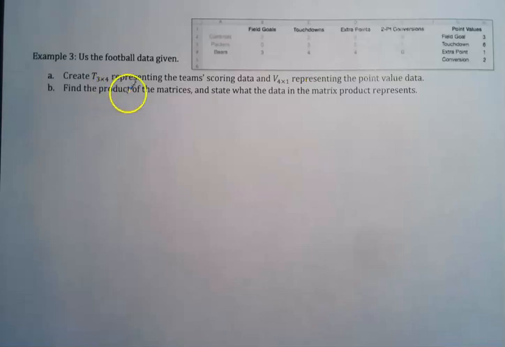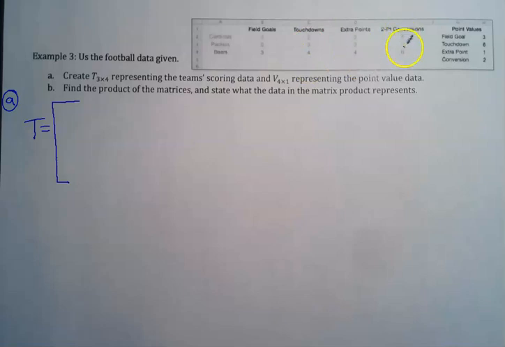Then B, we're going to find the product of the matrices and state what the data in the matrix product represents. Okay, so first of all, let's start with matrix T. We want it to be a 3 by 4, so it's going to be a pretty good little size matrix here. This is A. Notice it's a 3 by 4 because we have 3 rows and 4 columns.